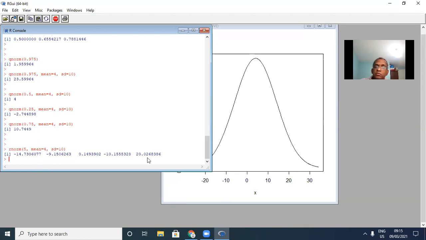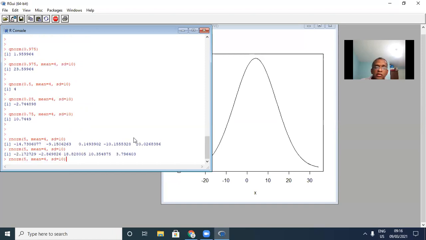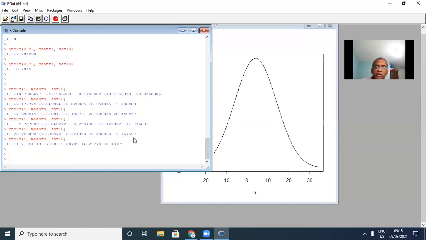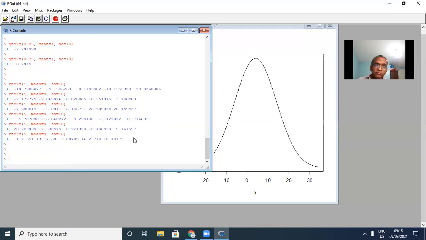So these 5 numbers are IID and come from a normal distribution with mean equal to 4 and standard deviation equal to 10. And every time you repeat, you get different numbers because they are random, right? All right, guys, are you okay so far? Okay, the next thing I'm going to show you is how to draw a histogram and how to plot the PDF on top of the histogram.